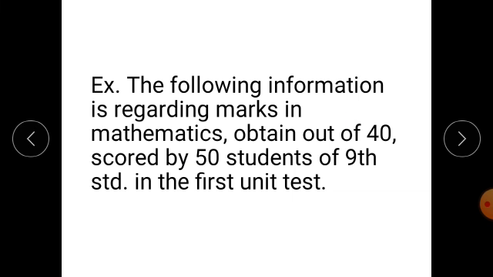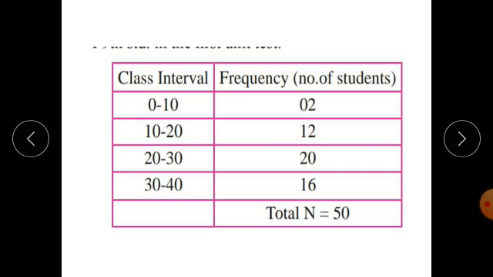Example. The following information is regarding marks in mathematics obtained out of 40 scored by 50 students of 9th standard in the first unit test. Read the question carefully. This information is regarding marks in mathematics obtained out of 40 scored by 50 students of 9th standard.